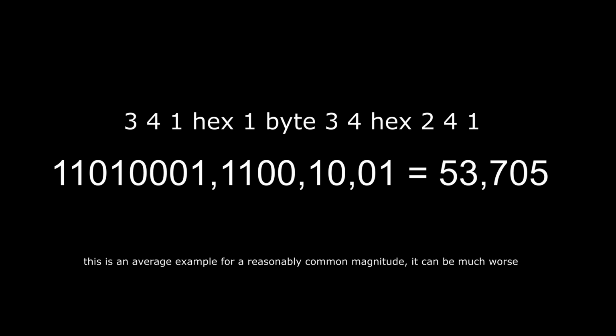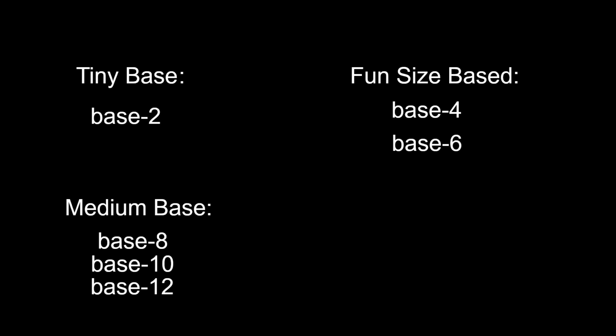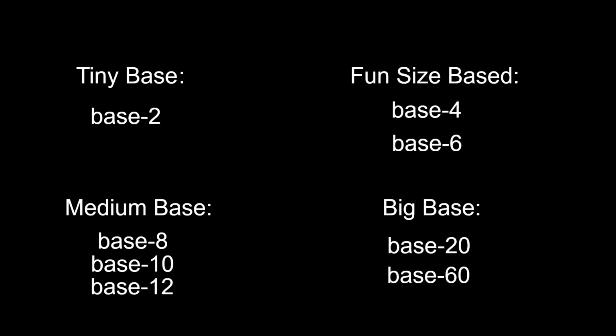Like, each of these names contains so much less information about the number than downright turning this into chunks like we do in decimal. Seriously, what the f- Anyways, enough of that. At this point, it may seem that these are the kinds of options you have: tiny base, fun size base, medium base, big base. But what if I told you there was another way?